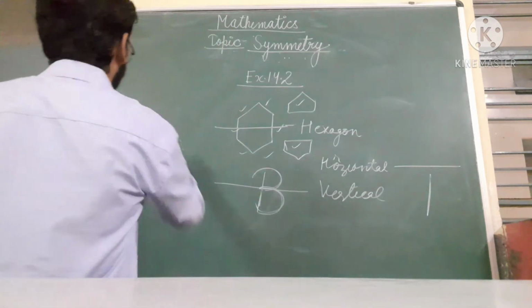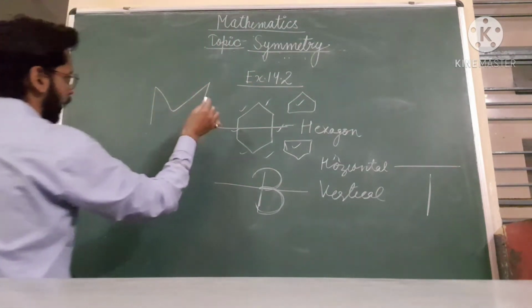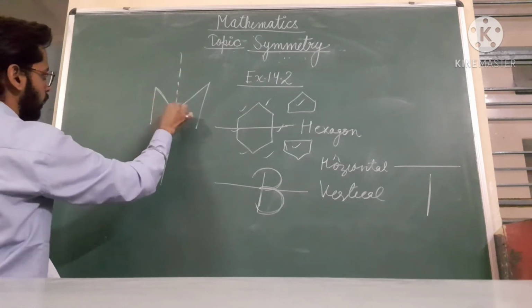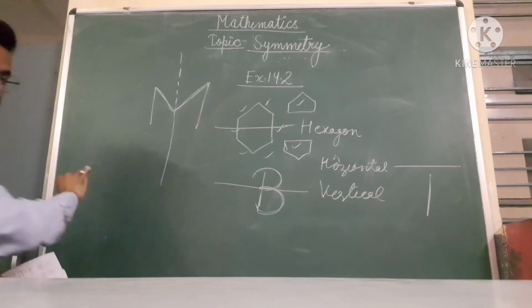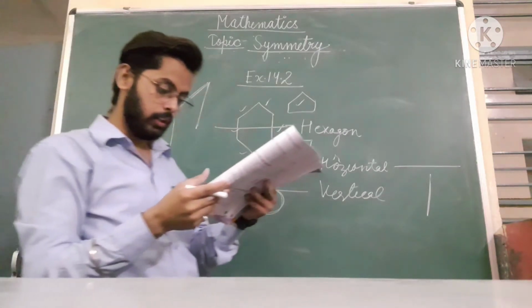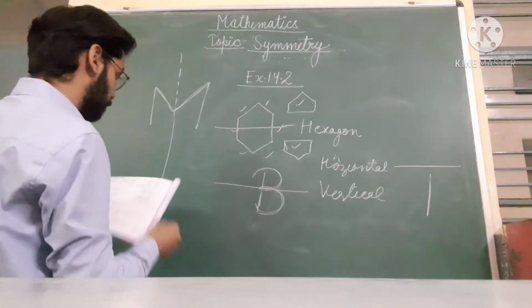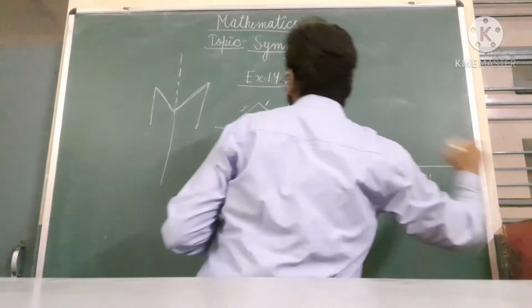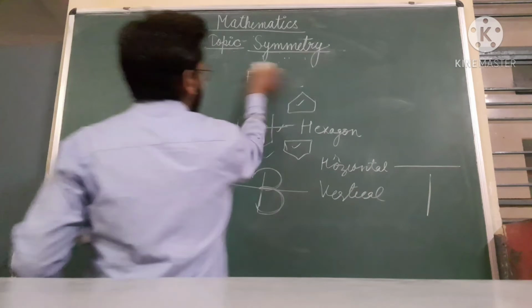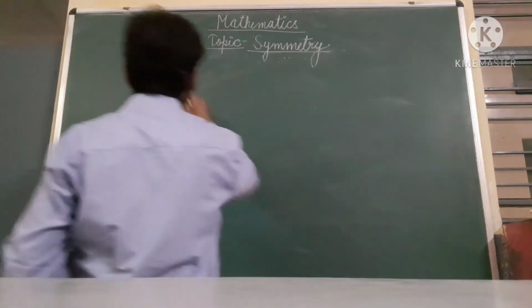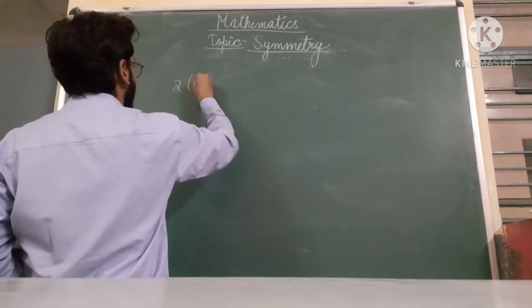M, vertical. How? In M we can see that it is vertical. Just see this line of symmetry. It will divide this and this. So the line of symmetry will be vertical. In question number 2, in the K part, we can easily see. Just see question number 2, K1.